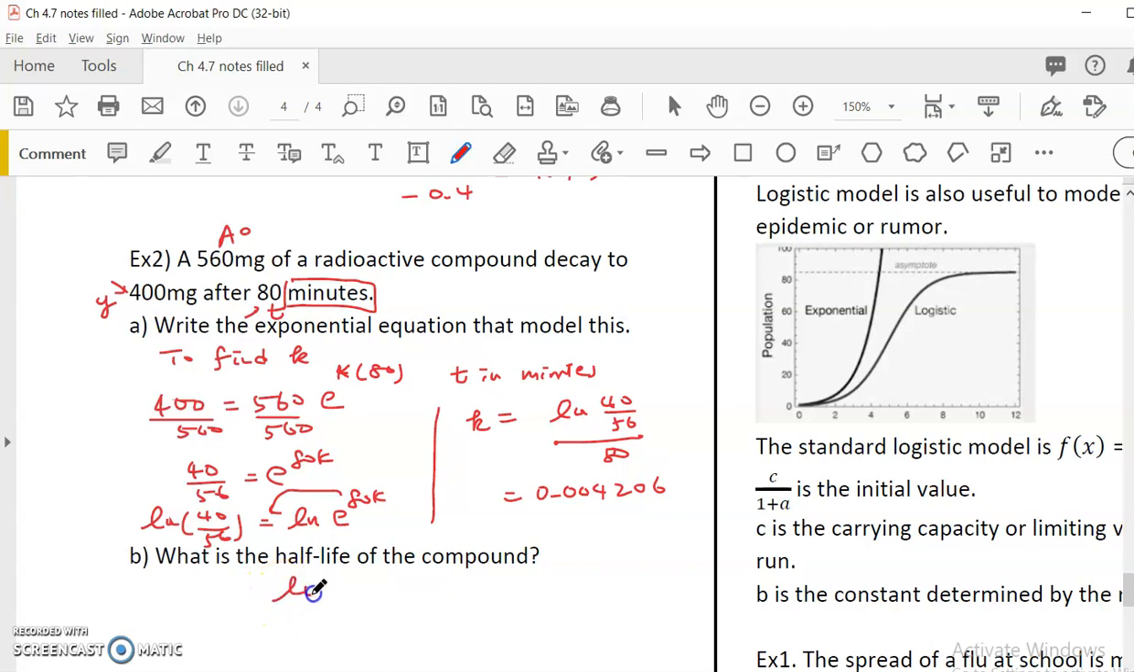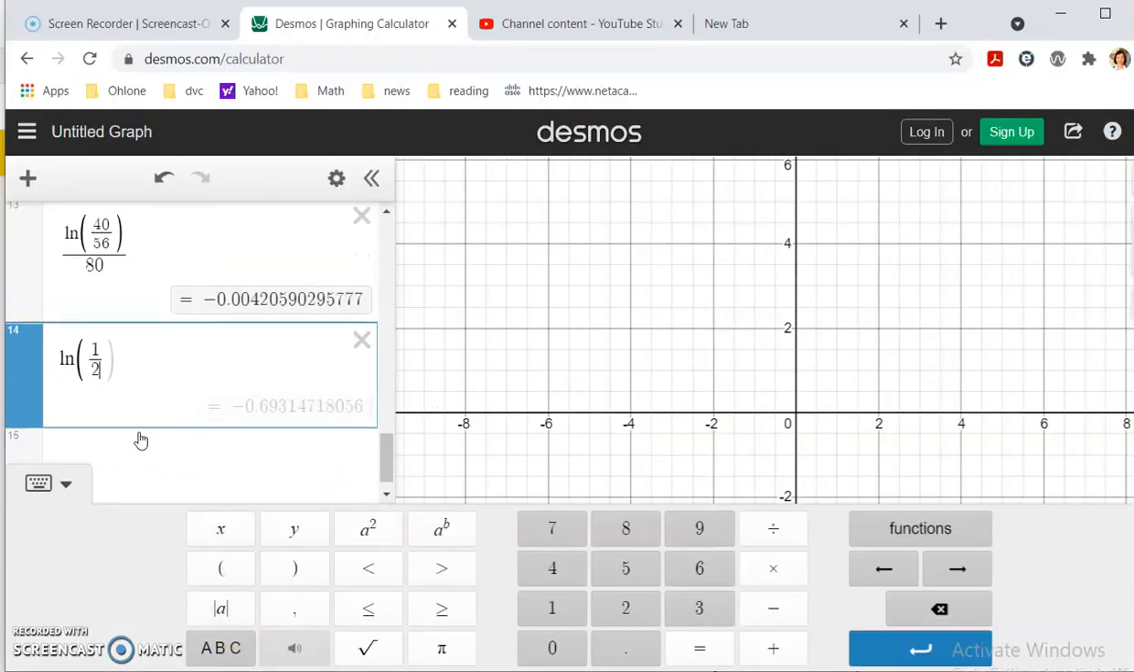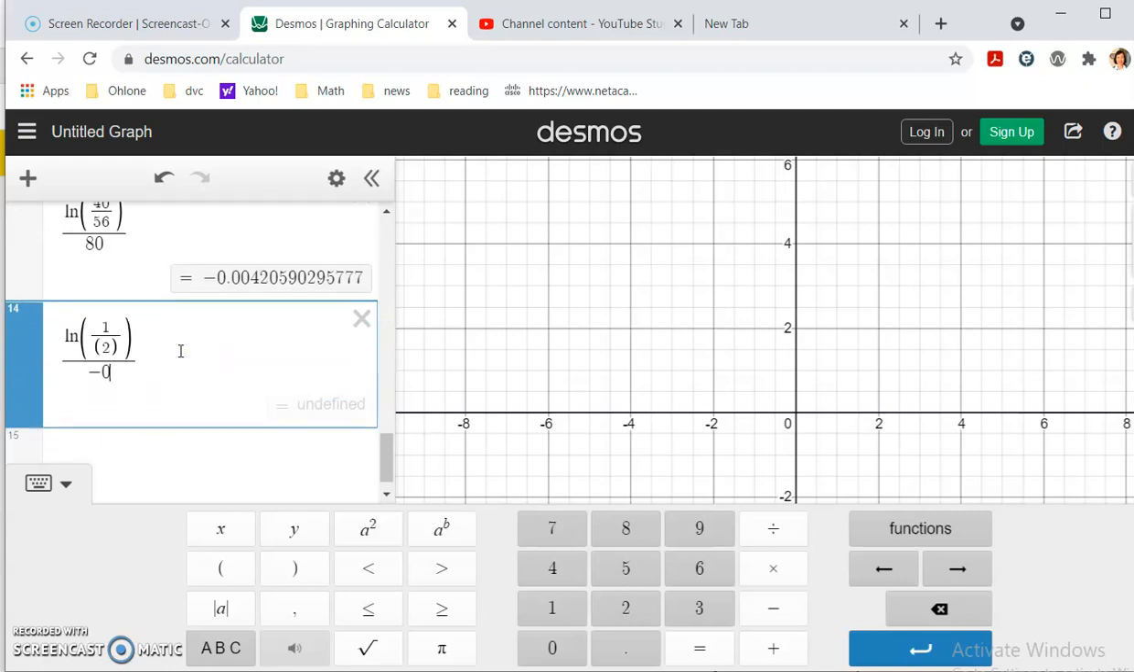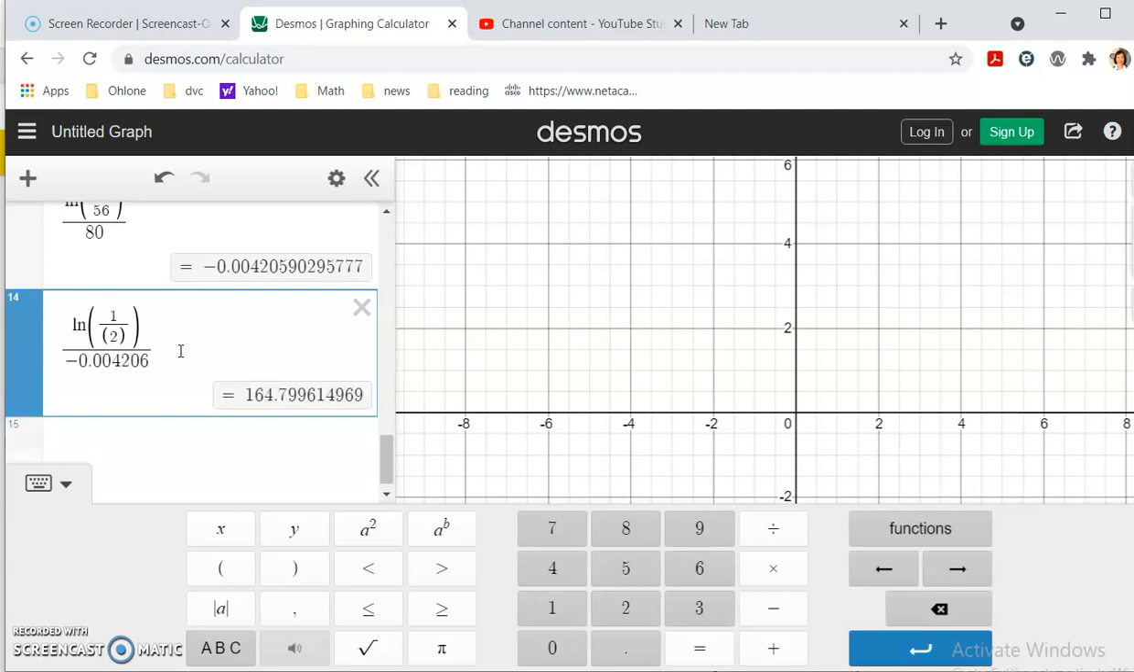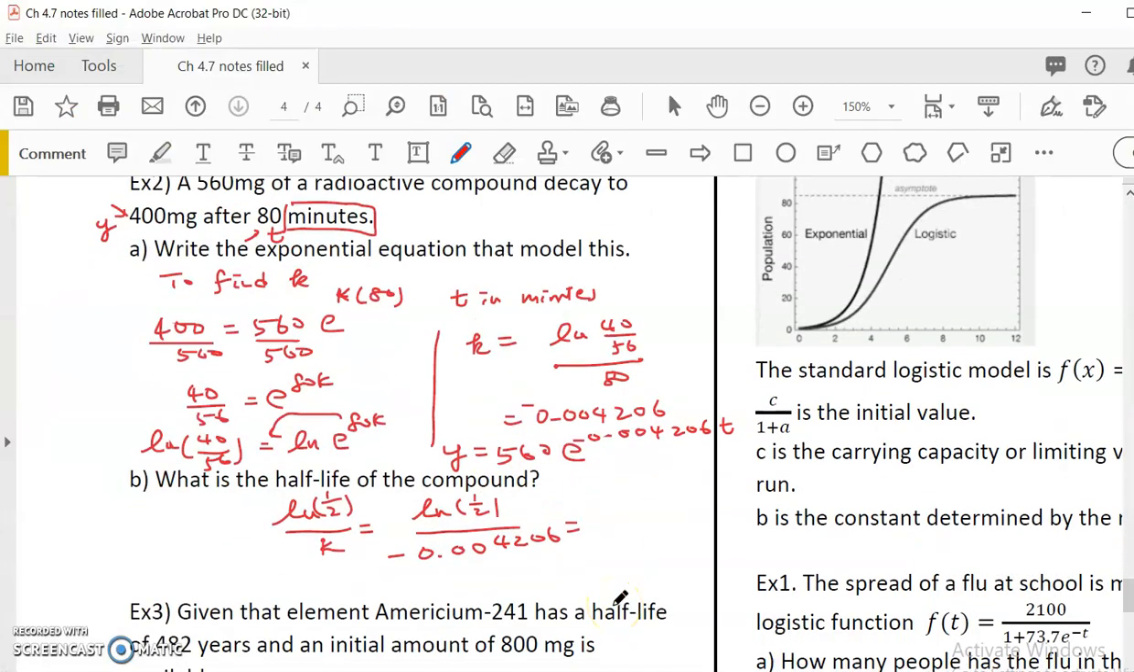What is the half-life? Half-life would be ln 2 over k, right? So no, ln 1 half. Look at the model. We need to write the equation. So the equation is y equal to 560 e to the negative 0.004206 t. T is in minutes. Then the half-life is ln 1 half divided by negative 0.004206, which is 164.8. What is it? In minutes. So everything, the time is in minutes.